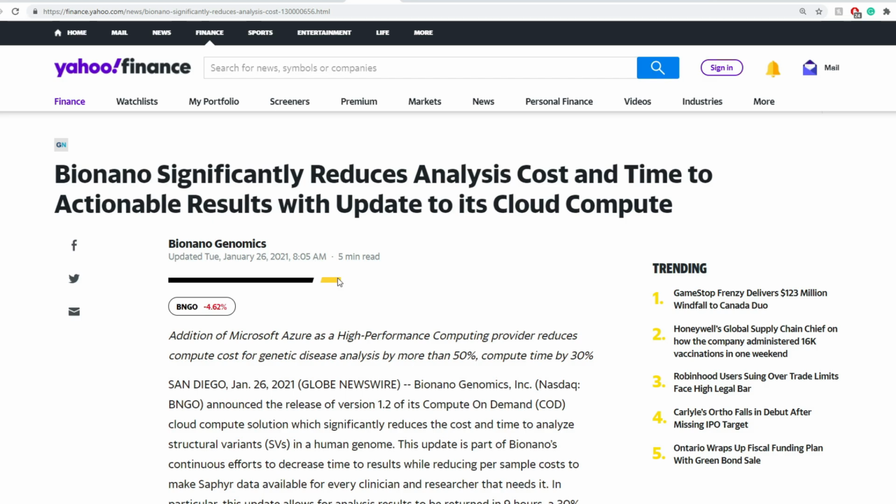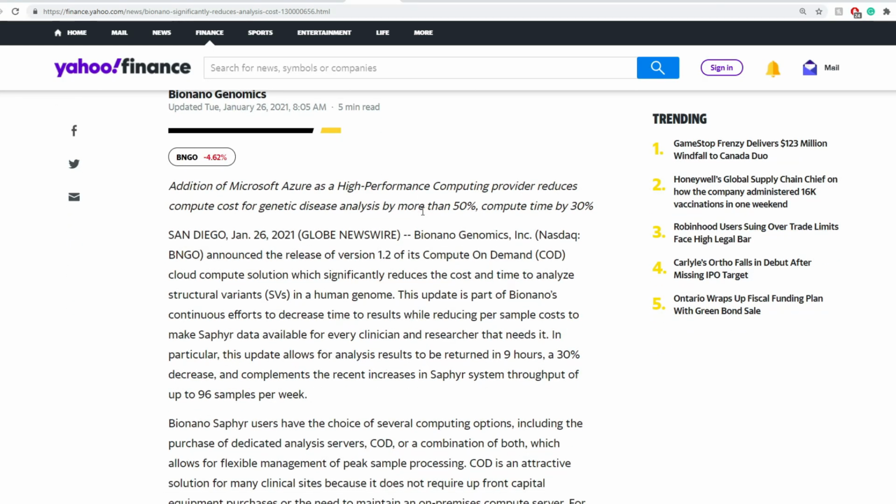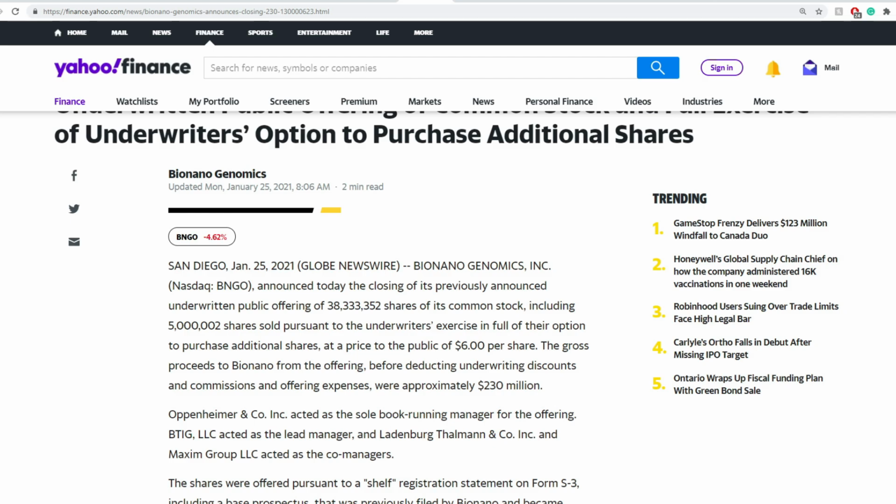Bionano significantly reduces analysis cost and time to actionable results with an update to its cloud compute. So a better version there for the computing, providing resources that can compute more than 50% at a time, and the compute time is reduced by 30%.